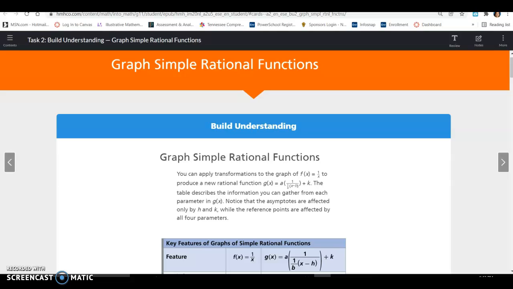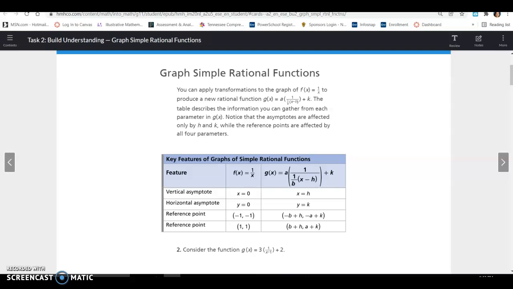Lesson 11.2, task 2. Graph simple rational functions. You can apply transformations to the graph of f of x equals 1 over x to produce a new rational function g of x. The tables describe the information you can gather from each parameter in g of x. Notice that the asymptotes are affected only by h and k, while the reference points are affected by all 4 parameters. All right, so this should look somewhat familiar.